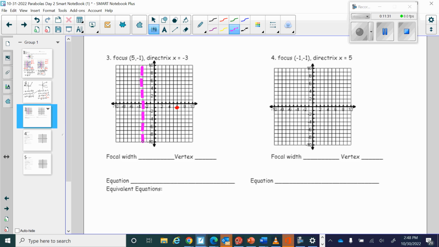So let's see. We have 1, 2, 3, 4, 5, 6, 7, 8. Oh, that's an odd number, right? What is it? (5, negative 1)? Oh, I'm at 6. (5, negative 1) is right here.